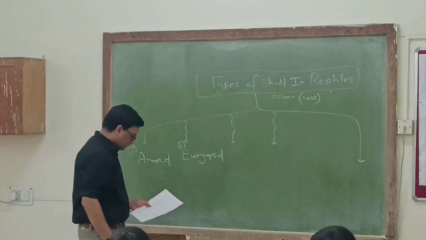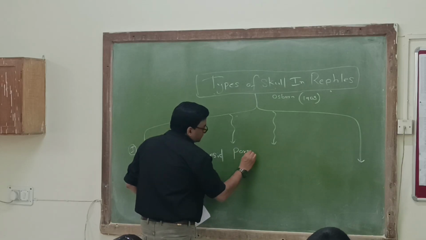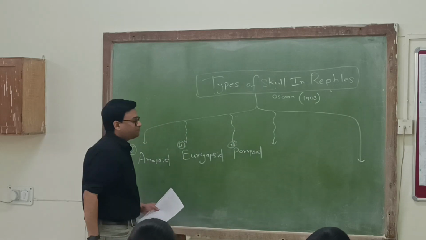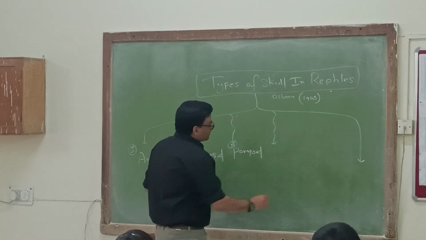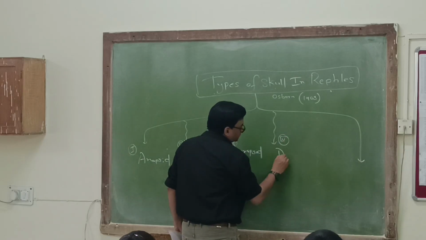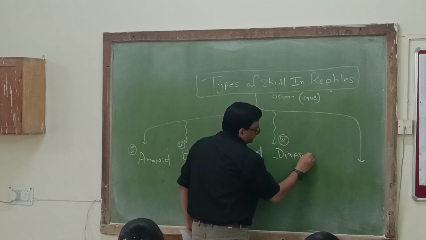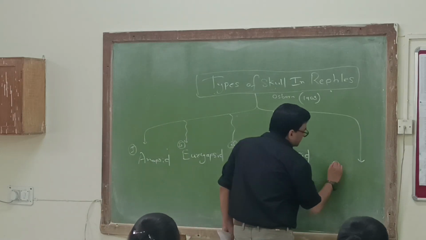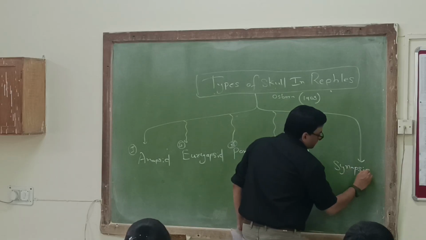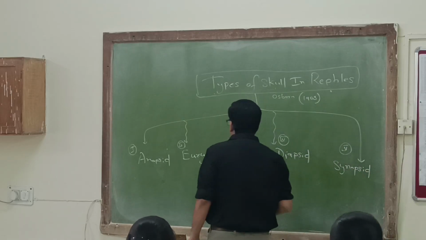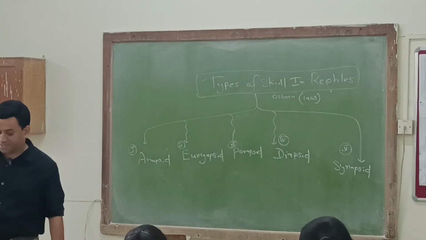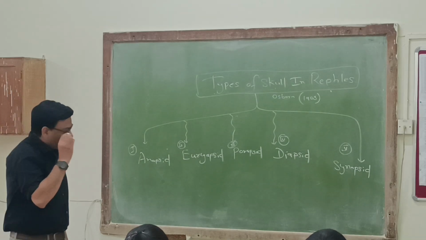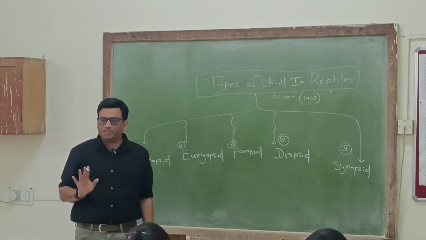The third is parapsid type of skull. The third category is parapsid type of skull. The fourth category is Diapsid type of skull. And the fifth category is Synapsid type of skull. There are five categories of skull: the Anapsid, the Euryapsid, the parapsid, the Diapsid, and the Synapsid. Now first understand and try to grasp the concept, then everything will be easy.